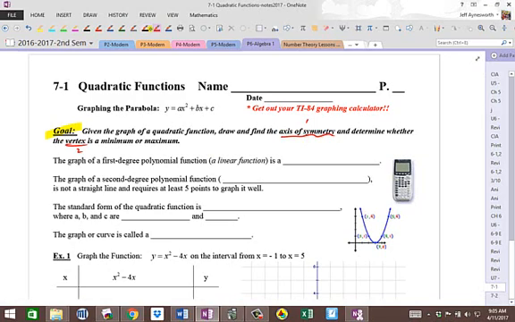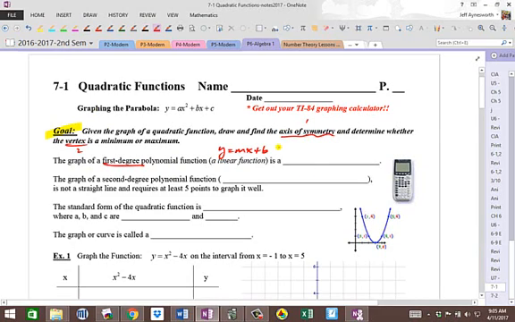So let's go through some basics first. First of all, the graph of a first degree polynomial function, which is a linear function, y equals mx plus b, is a line, as you already know. Something like this. It has slope. It may have positive slope, negative slope. It may be horizontal. It may even be vertical. But it is a line.